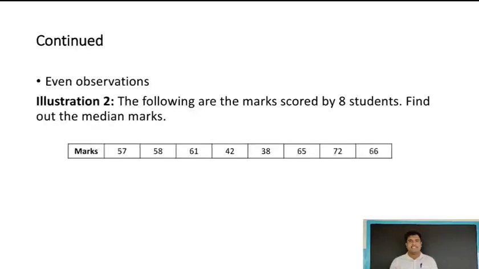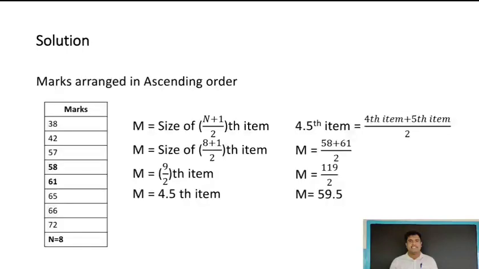Now if the series has even observations, how is median calculated? We shall observe illustration 2. The following are the marks scored by 8 students. So here it is an even number of observations. Find the median mark. The 8 student marks are given. Again, I'll arrange it in ascending order. Either you can arrange in ascending or descending. Here I've arranged it in ascending order.